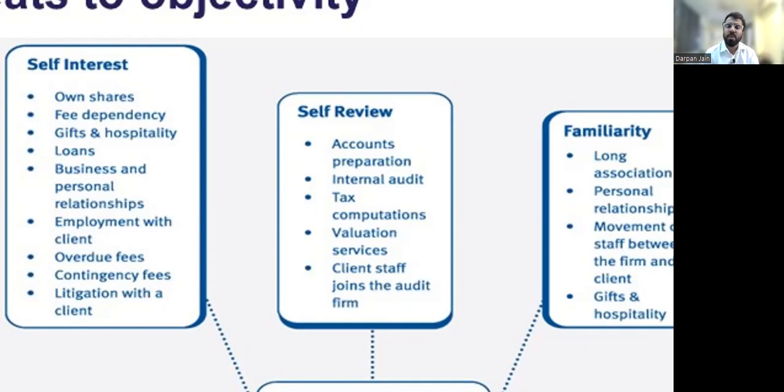Let's see some examples where a self-interest threat occurs. Own shares. What do you mean by own shares? Let's say there's a company, Reliance Industries Limited, and you own some shares in it. That means you are a shareholder of Reliance Industries Limited. Now, after becoming ACCA, you got an offer, or a tender, for the audit of Reliance Industries Limited, and you still own some shares in that company.